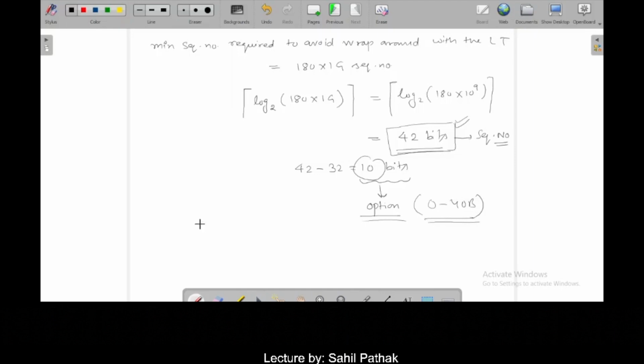So the general formula to calculate the sequence bits required is nothing but log base 2 of lifetime into bandwidth. Okay, so that is the number of sequence bits.